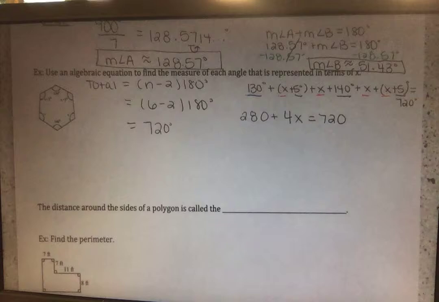Next example says the distance around the sides of a polygon is the perimeter. So it asks us to find the perimeter.